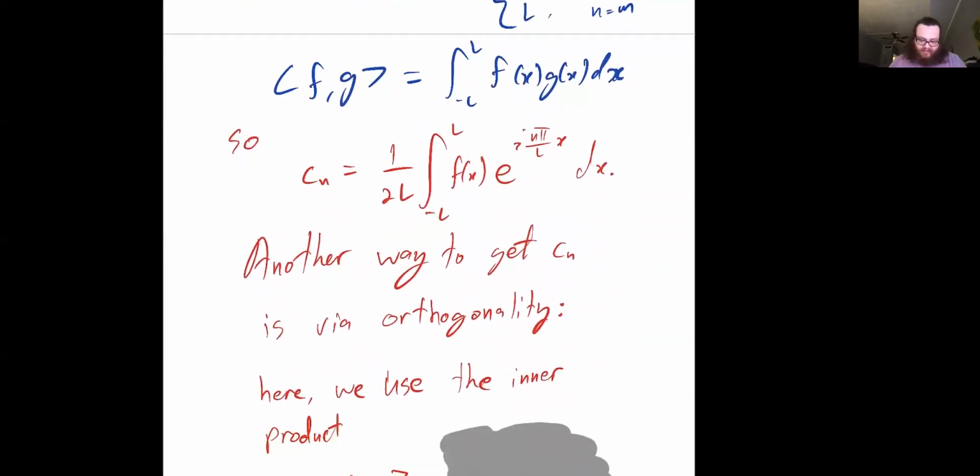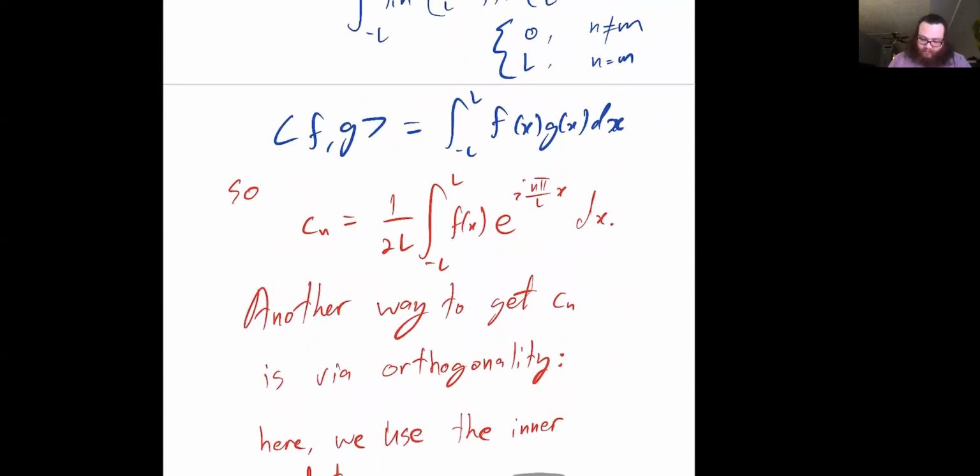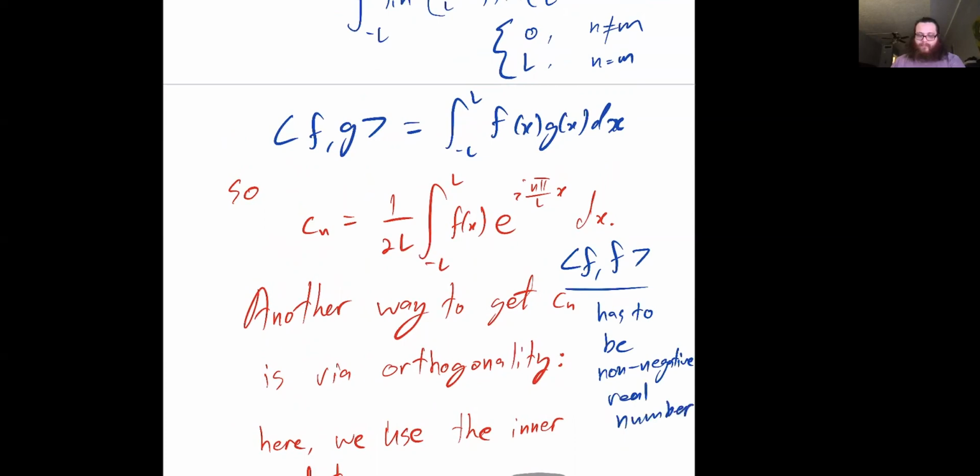Part of that is that one thing we want is, if you take the inner product of f with itself, we want this to be a non-negative real number, just because we use this object as a notion of length, sort of.